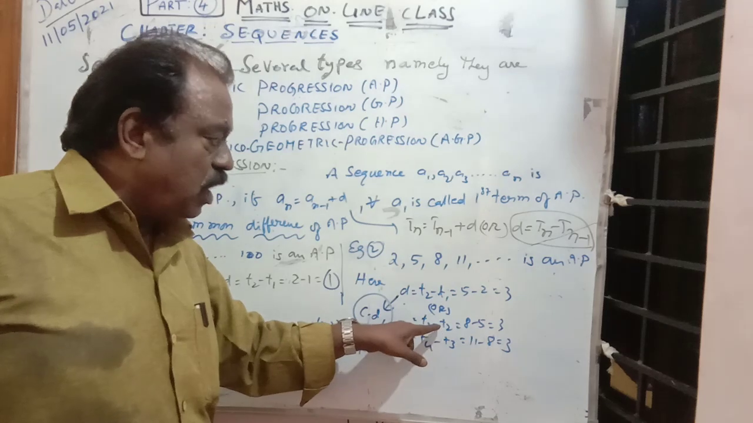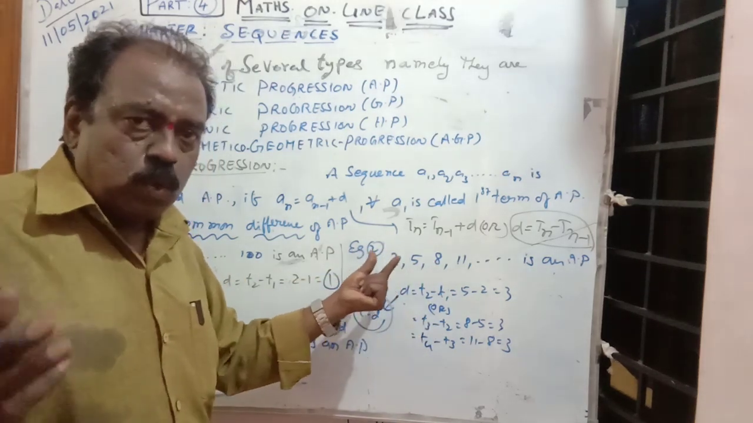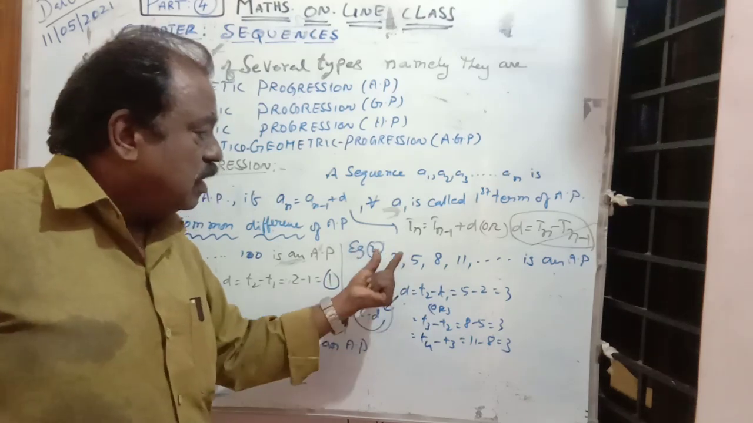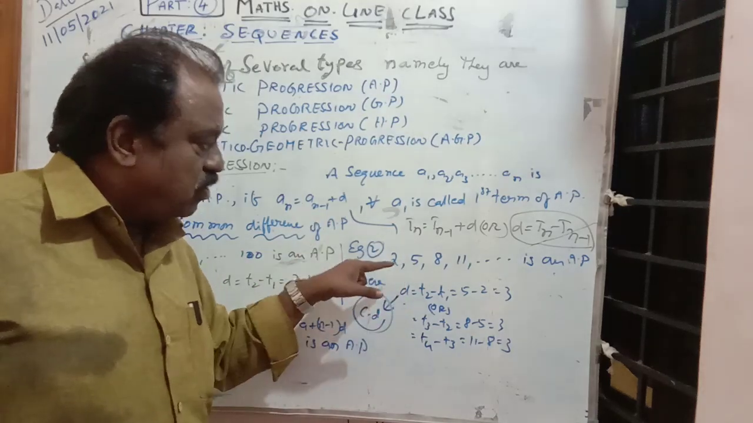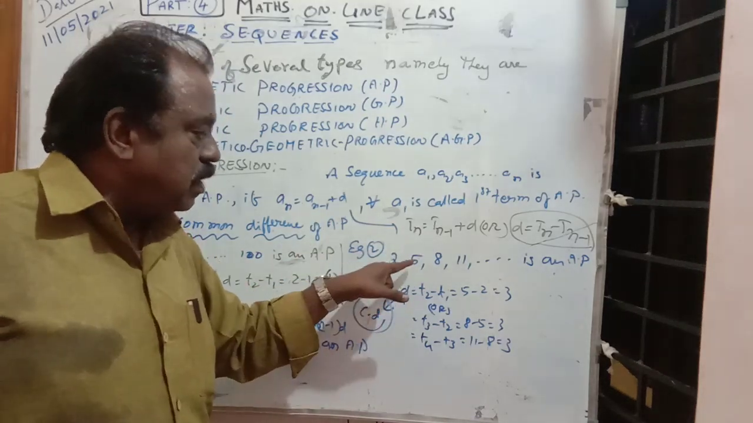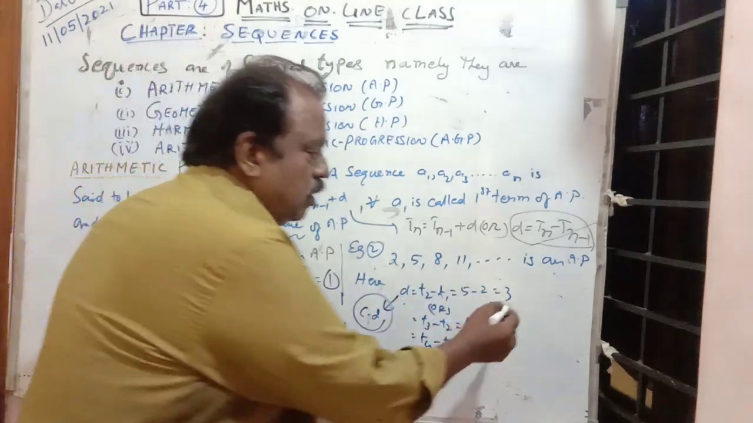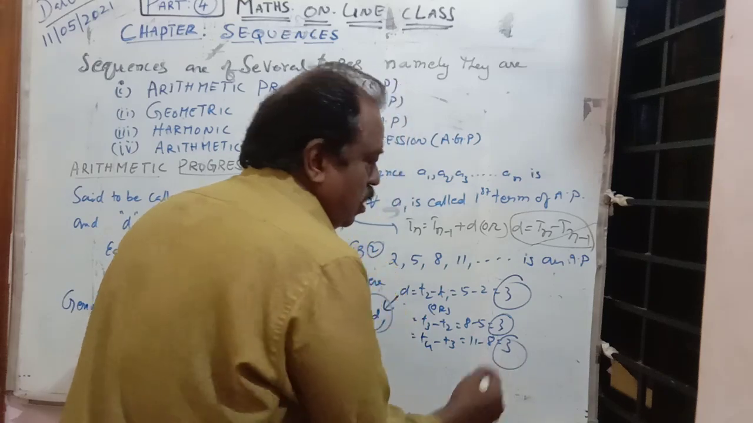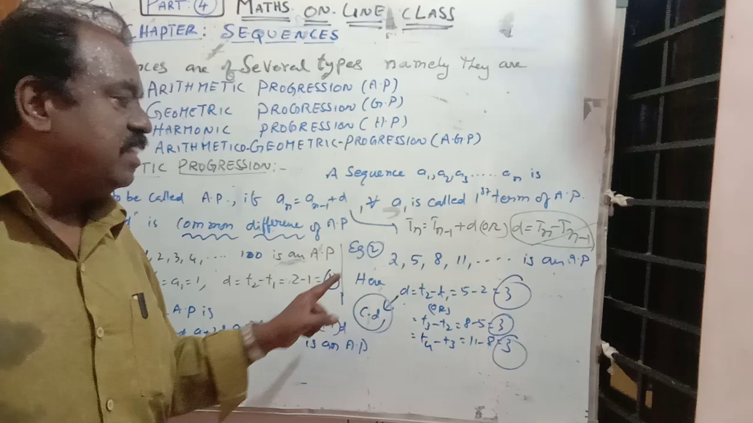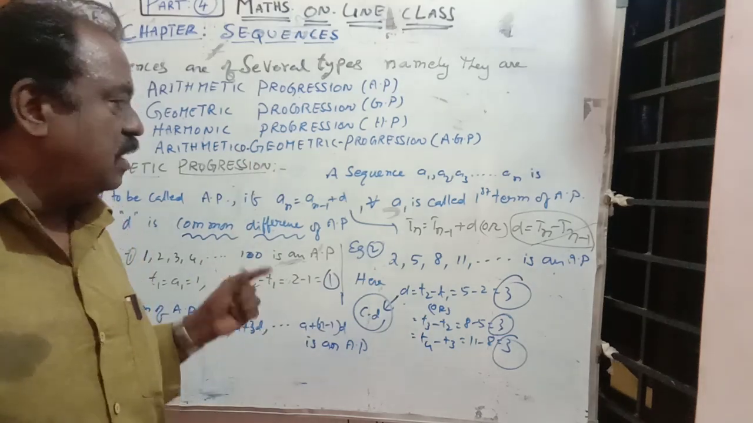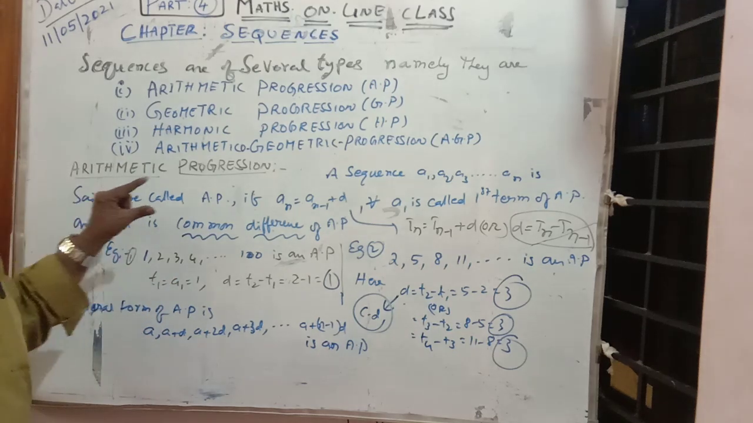T3 minus T2 also, not T3 minus T1. The difference of successive pairs of two terms is the same: 5 minus 2, or 8 minus 5, or 11 minus 8. All are giving the same, 3, 3 and 3. All are the same throughout the progression, throughout the sequence. Then it is called an AP. I hope it is clear. You simply learn this one.